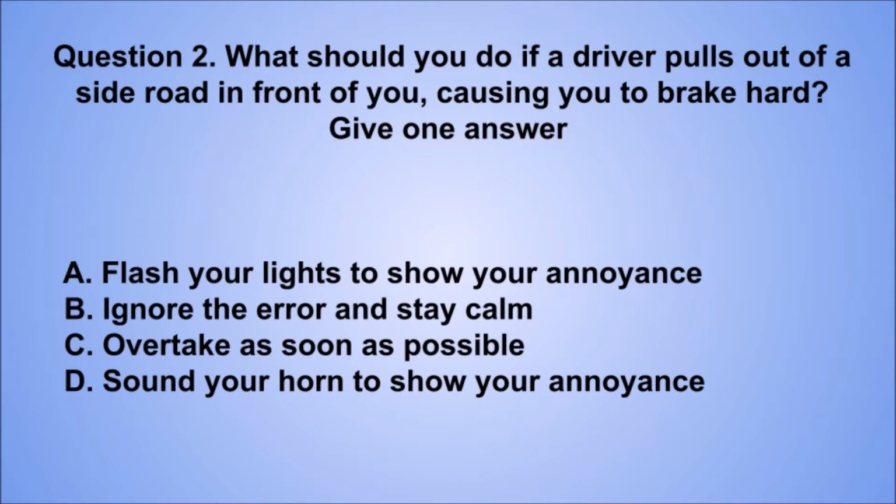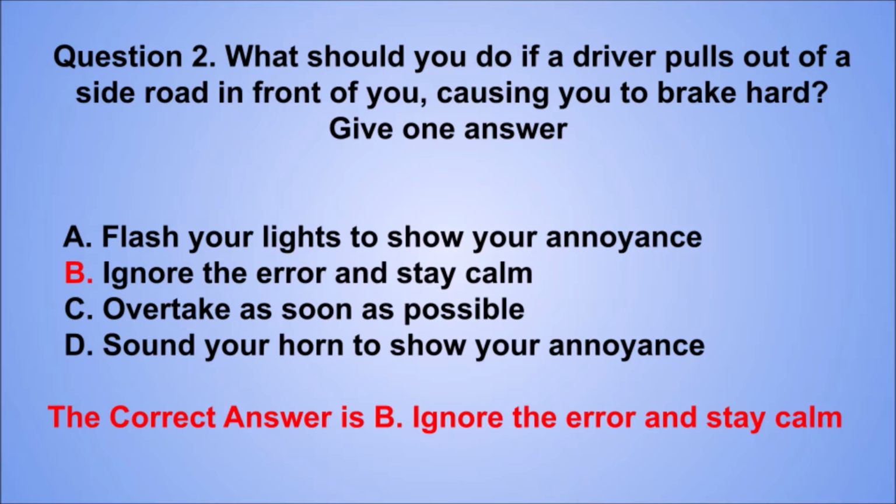Question 2. What should you do if a driver pulls out of a side road in front of you, causing you to brake hard? Give one answer. A. Flash your lights to show your annoyance. B. Ignore the error and stay calm. C. Overtake as soon as possible. D. Sound your horn to show your annoyance. The correct answer is B. Ignore the error and stay calm.